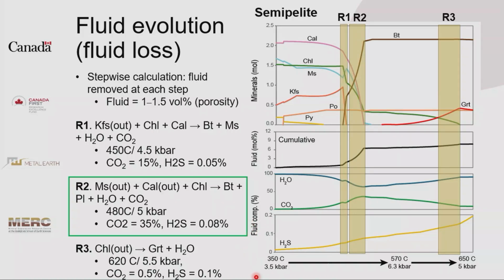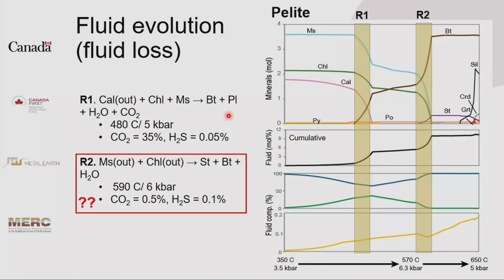But again, the main reaction here for the semi-pelite is going to be the muscovite out, calcite out at 480 degrees Celsius, 5 kilobars. And that's the composition of the fluid there. Then for the pelites, you have one pulse at that first biotite in, muscovite out, and calcite will go out there too. So you do get a fluid pulse in the pelites there as well.